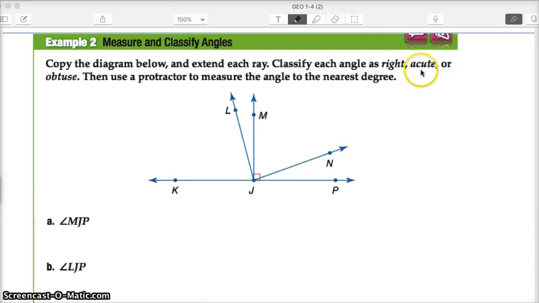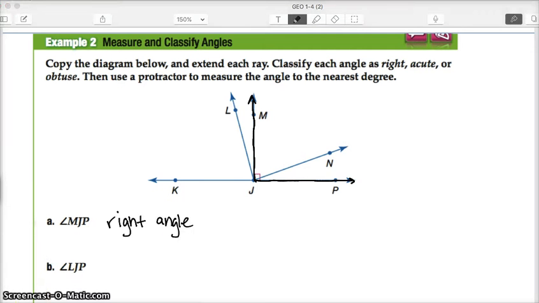Acute, so less than 90 degrees, or obtuse, bigger or greater than 90 degrees. Then use a protractor to measure the angle to the nearest degree. Okay, so we've got the angle MJP. Let me highlight that. And there we go. We see angle MJP is located here, and we've got the telltale box here, which lets me know that indeed this is a right angle.